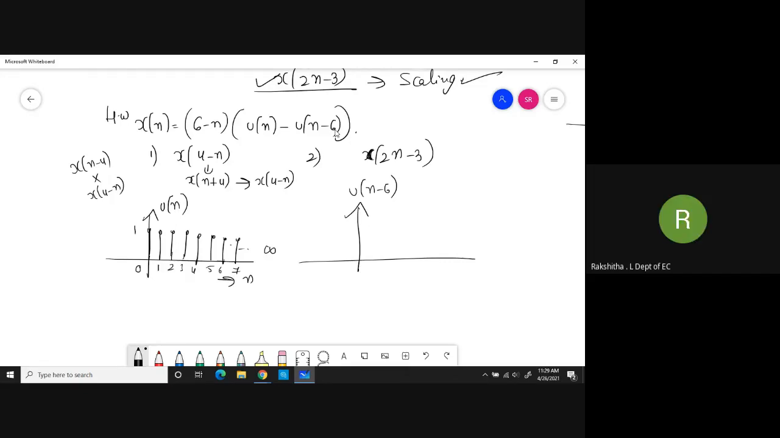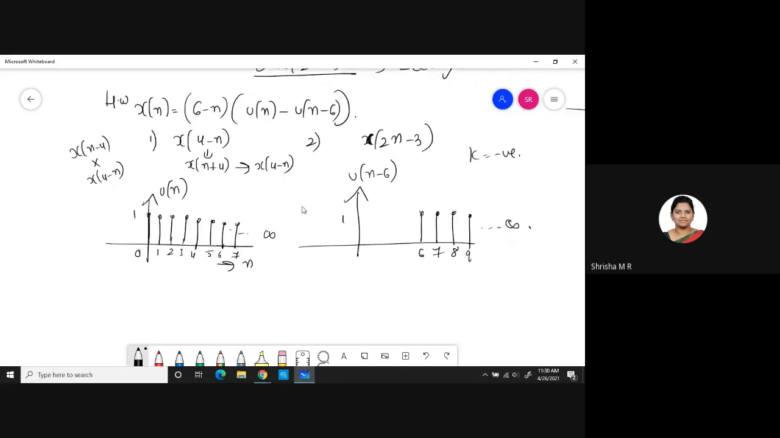Does it start from 0 to 5? No. See, k is negative here, so it is right shifting. The signal will start from 6, and with an amplitude of 1, it will go on up to infinity.